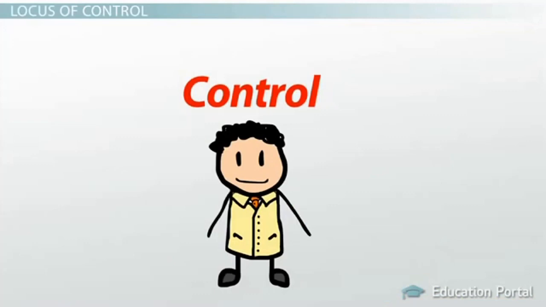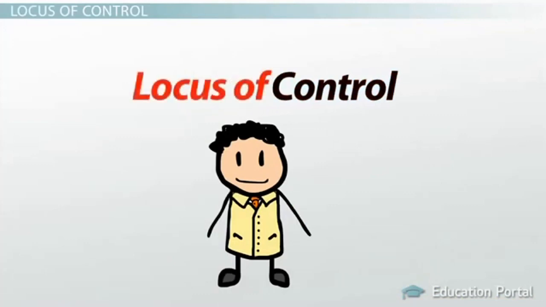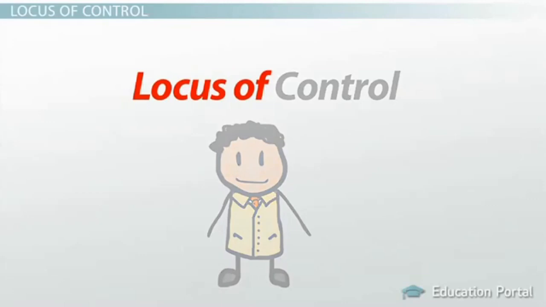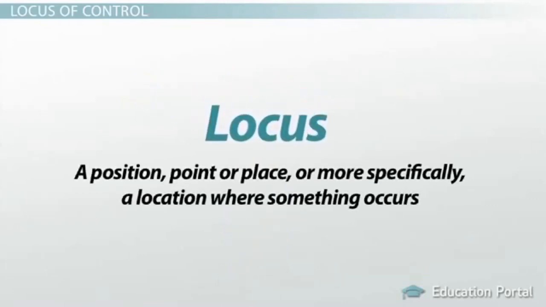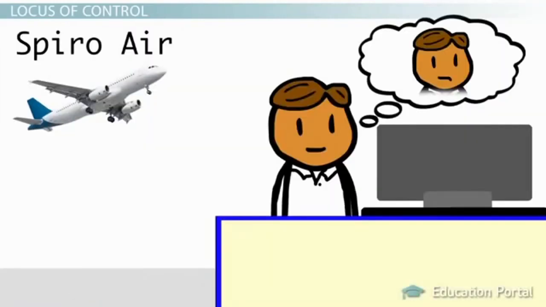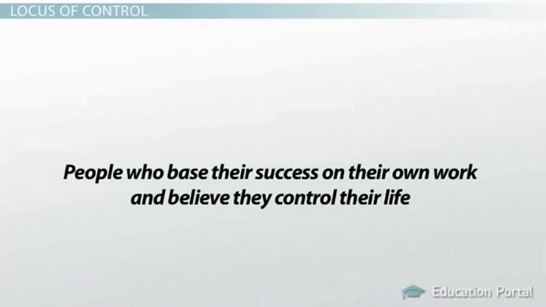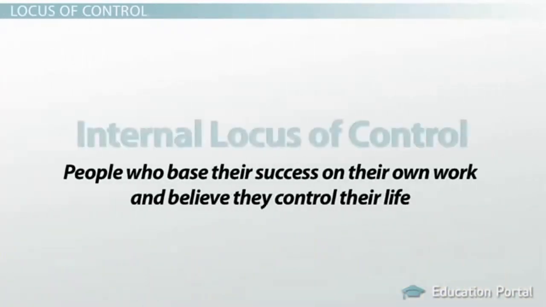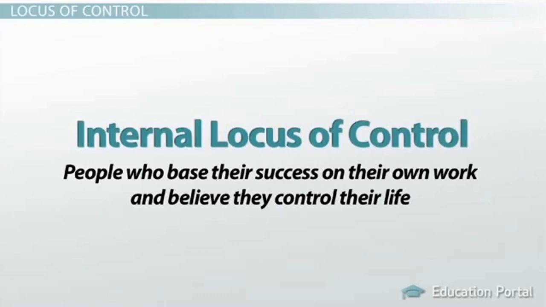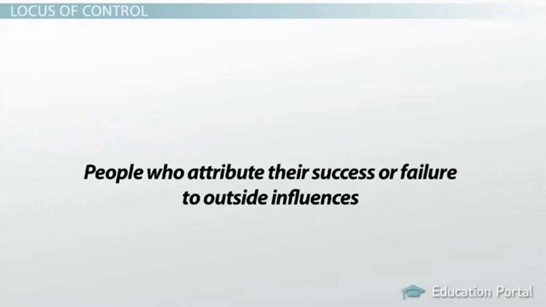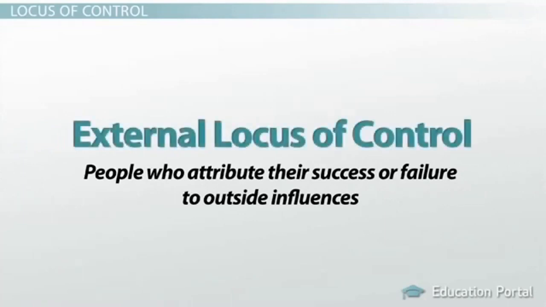The word control becomes even more interesting when we have the word locus before it. You see, locus is defined as a position, point, or place, or more specifically, a location where something occurs. A person's locus of control may be internal or external. People who base their success on their own work and believe they control their life have an internal locus of control. In contrast, people who attribute their success or failure to outside influences have an external locus of control.